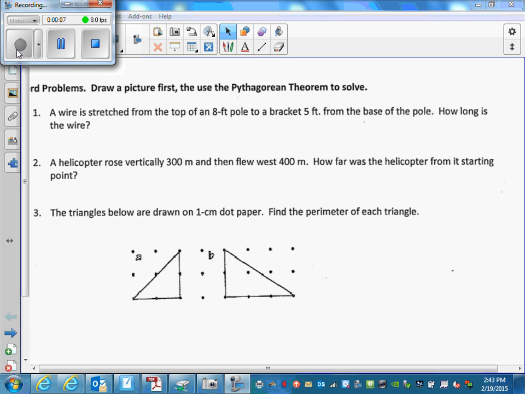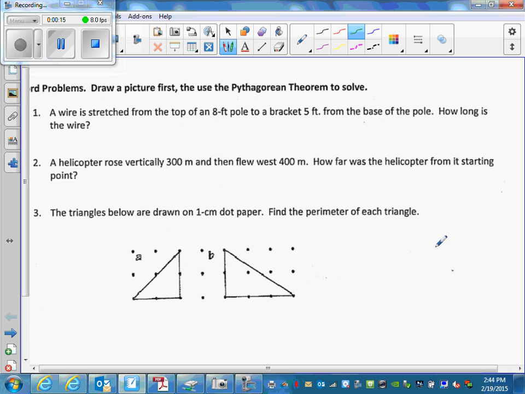Number 1, a wire is stretched from the top of an 8-foot pole to a bracket 5 feet. So if we draw a picture of this, we would have an 8-foot pole and 5 feet here. So 8 and 5. And then it wants to know how long is this wire. So you need to do 8 squared plus 5 squared. Get that answer and take the square root. Round to the nearest tenth or hundredth and put your answer here.